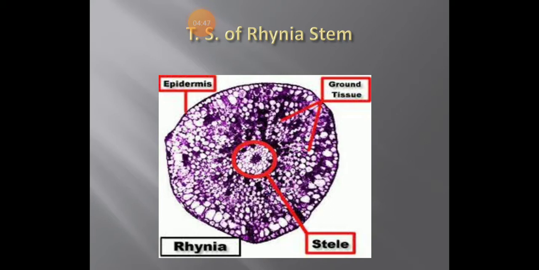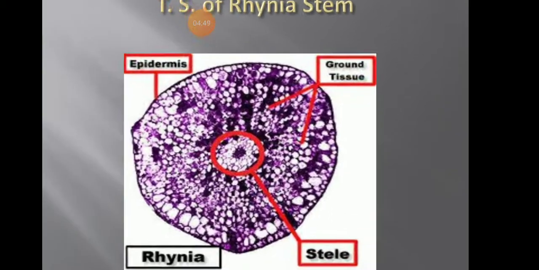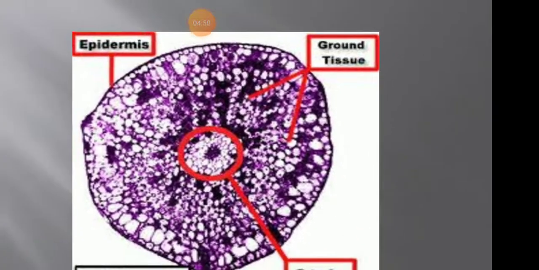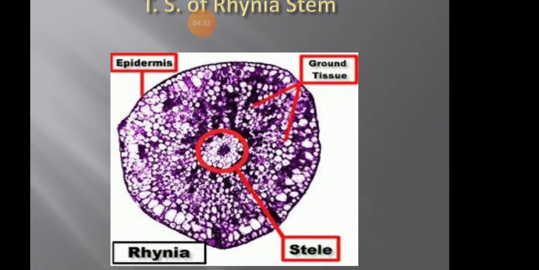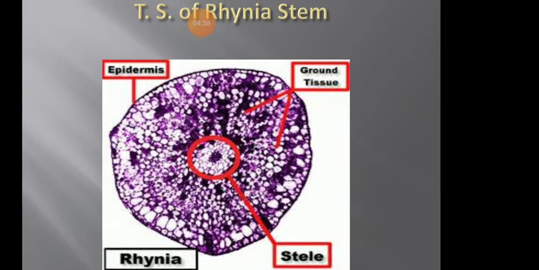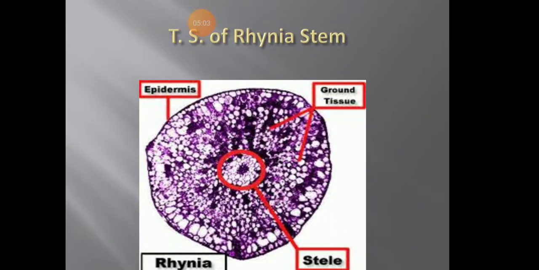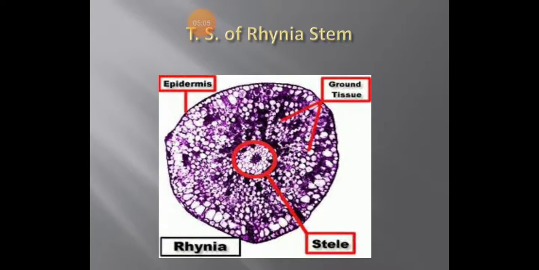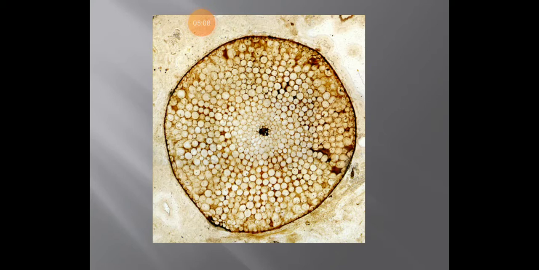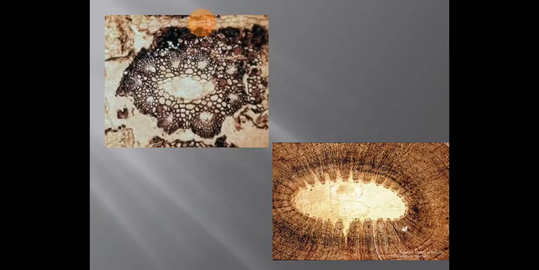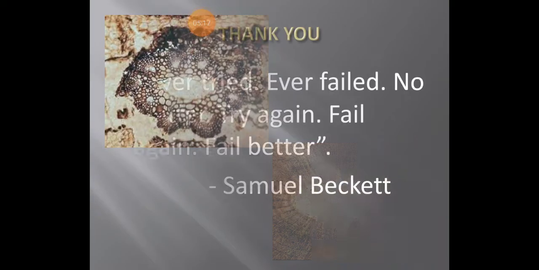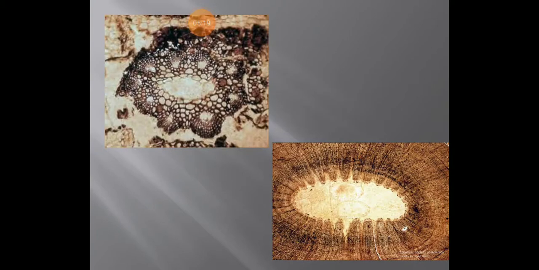You will find the outer epidermis layer in the picture. The ground tissue, generally referred to as the cortex region, surrounds the center, where you will find the protostelic region. This is the picture of the TS of Rhynia stem, which you will generally find in both theory and practical. This is exactly the petrified form of the fossil. This structure shows how it was recovered, the Rhynia structure.